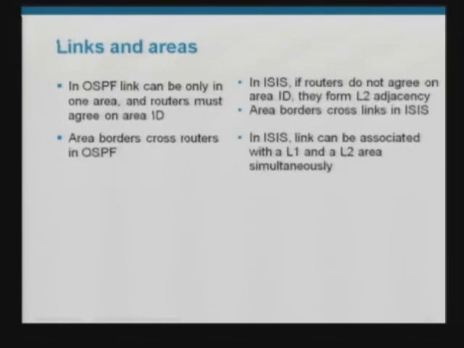Okay, links and area. In OSPF, a link can only be in one area, and routers must agree on that specific area. So if you're in area 1 and the other side is area 2, you will not be able to form adjacency with each other. The area border crosses the router in OSPF. In the same situation in ISIS, if you have two different areas, they will form adjacency, but it will be an L2 adjacency. So if the area doesn't match in ISIS, you're going to form an L2 adjacency.